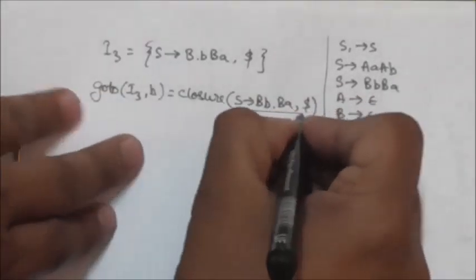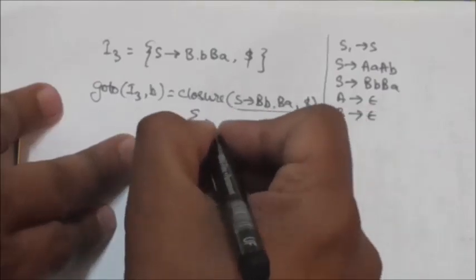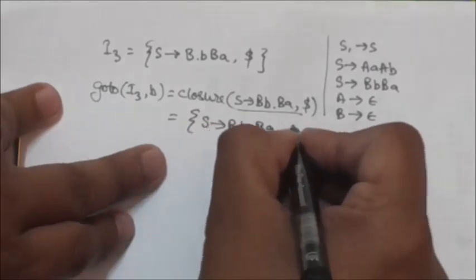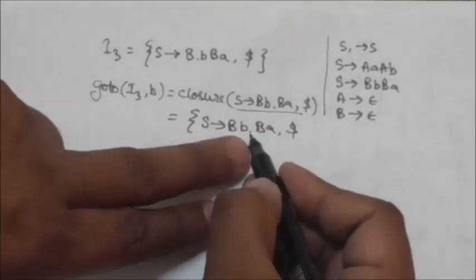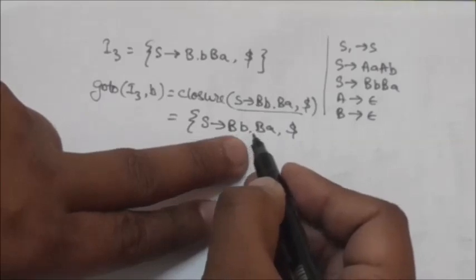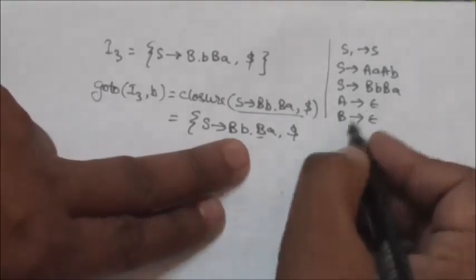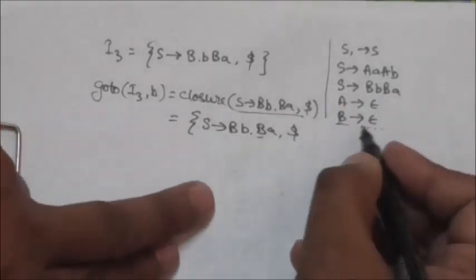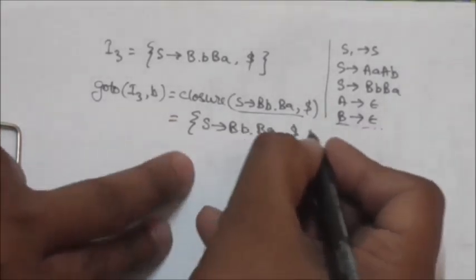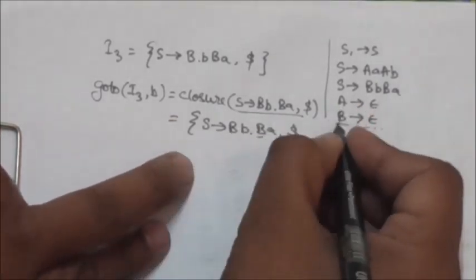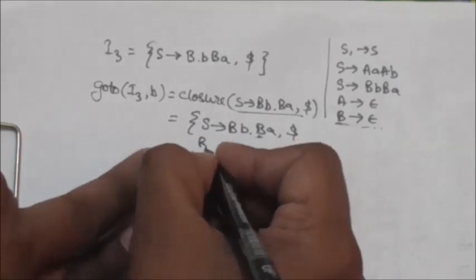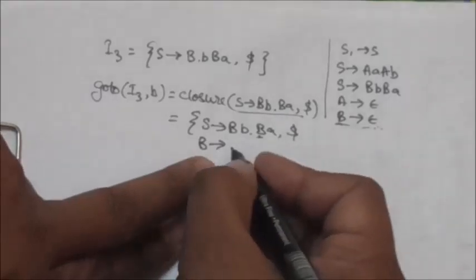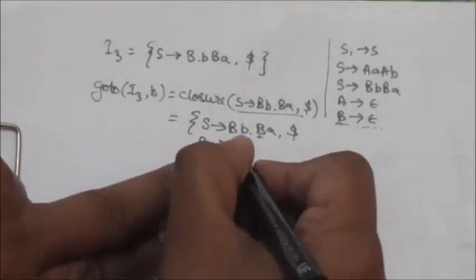Now in the closure of this item, first of all, this item itself will be added. S derives B dot B A, look ahead symbol dollar. So here now you can see that dot is preceding this non-terminal symbol B. Right, so here you can see this production rule in the augmented grammar, B derives empty. So corresponding to this production rule, we will add the item, right, in which this non-terminal B is at left side, right, and at right side the dot is at leftmost position, right.